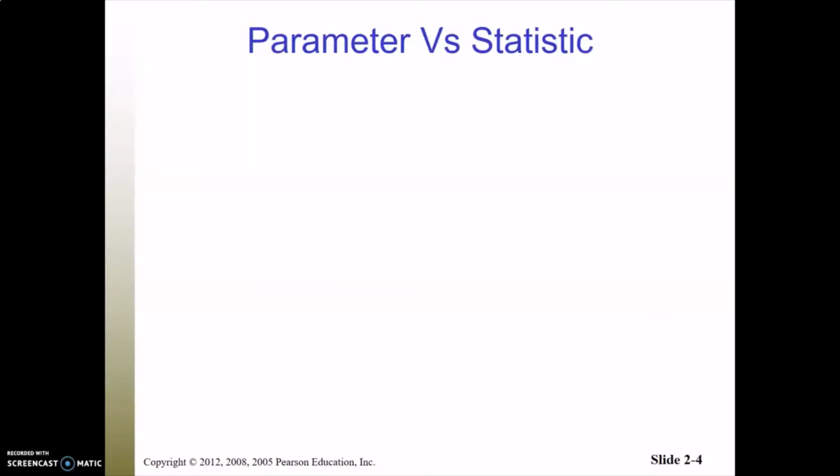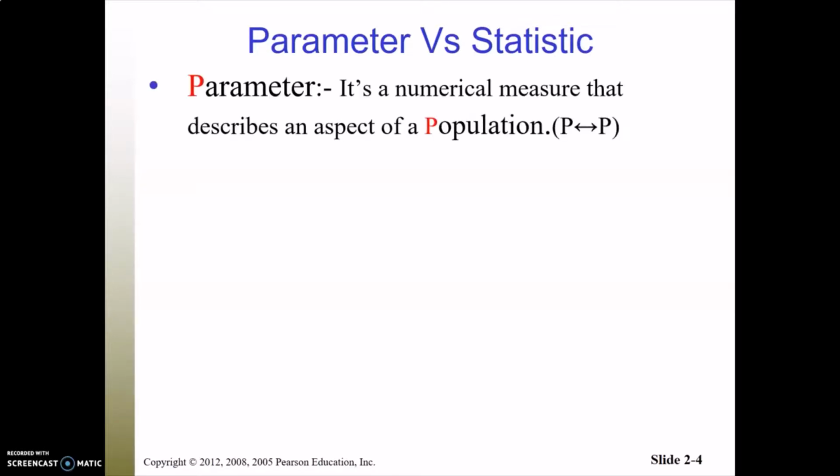Okay. Next, we need to understand the difference between a parameter and a statistic. This is very important. A parameter is a numerical measure that describes an aspect of a population. Any numerical measure that describes something about the population, such as a population mean, a population size, or a population standard deviation. We will learn this in a later chapter. Any numerical measure describing some aspect of a population is called a parameter.